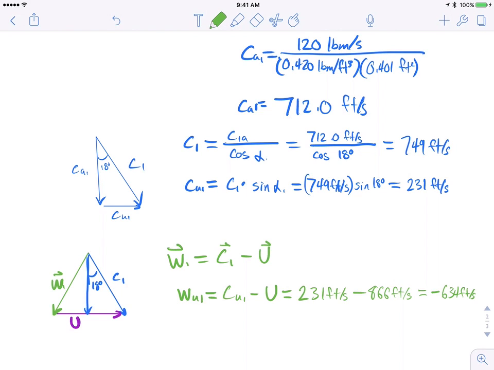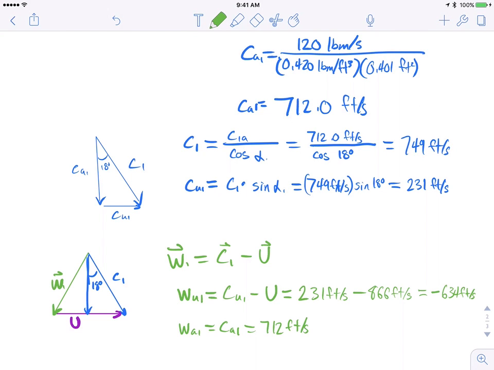Looking in the axial direction, the axial component of the relative velocity, of course, is not going to be affected by the rotation of the blade, which is purely in the tangential direction. So we'll have the same relative axial velocity as absolute axial velocity. So that will still be 712 feet per second.